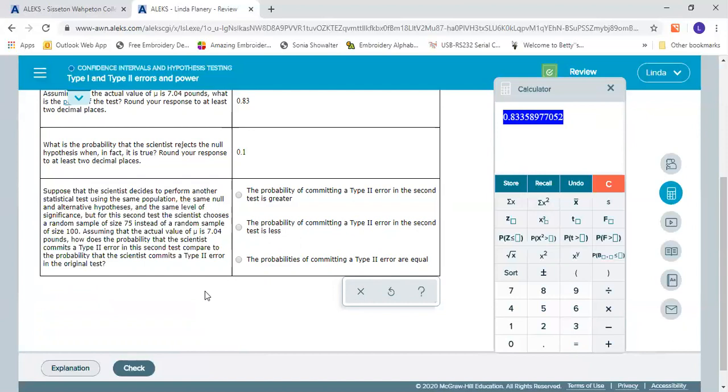So again, on this one, when the number of people in my sample decreases, the probability that I'm going to commit my error is going to go up. The fewer people I have in my sample size, the more likely I'm going to make an error.